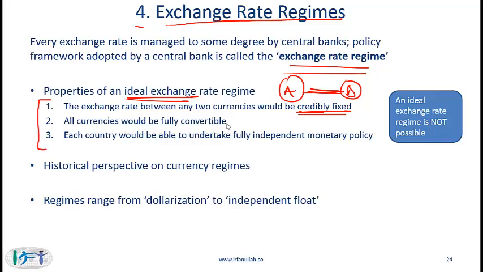All currencies would be fully convertible. This is fairly obvious. You would want to convert any currency into any other currency very easily. And finally, each country would be able to undertake fully independent monetary policy. Clearly, these three represent an ideal scenario, but 1 and 3 cannot happen at the same time. So any currency regime would require some trade-off. And as we look at the spectrum of different regimes, that spectrum effectively involves some sort of a trade-off between the ideal scenario or the properties that we see over here.